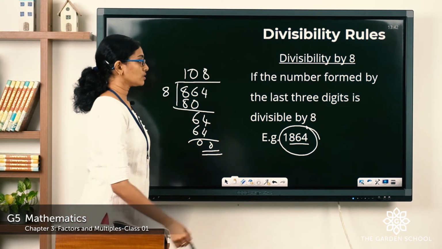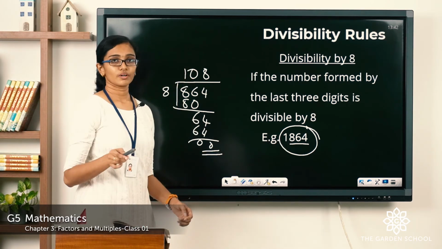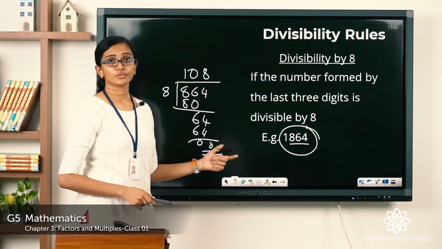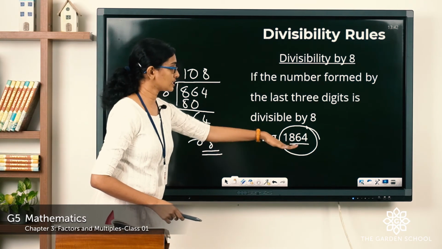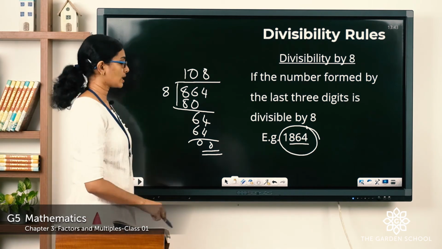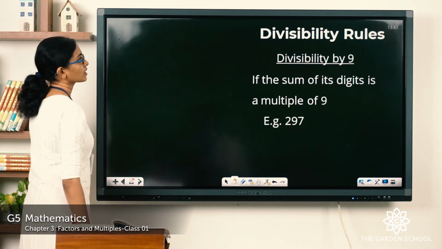Like I said before, since this is a 4-digit number, you won't feel it's giving much here. But if it was a 7-digit or 8-digit number, you don't have to do the whole division. Just check the last 3 digits and see if it's divisible by 8. If it is, the whole number will be divisible by 8.